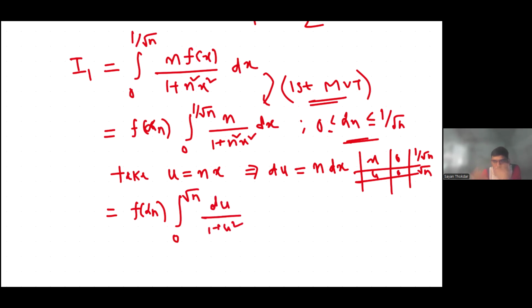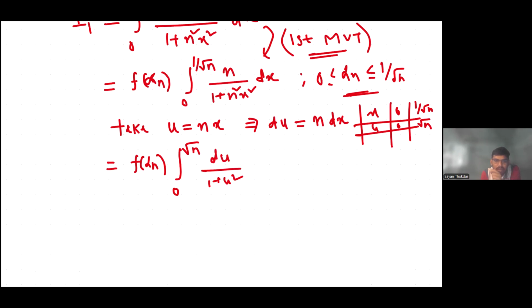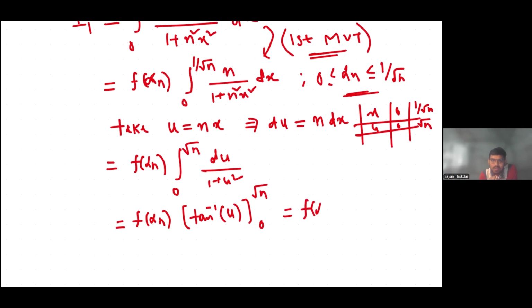After doing this calculation, we will get f of alpha n times the integral of 1 upon 1 plus u square, that is tan inverse u, from 0 to square root of n. It is a calculation of class 11 and 12, where we have done lots of calculations like this. So that is f of alpha n times tan inverse square root of n, and tan inverse 0 is 0, so I am not writing this. That is the product.